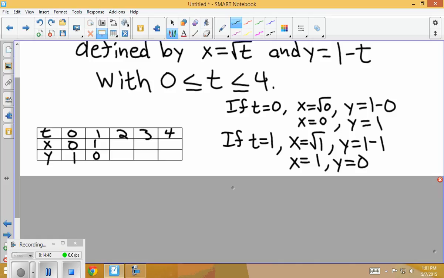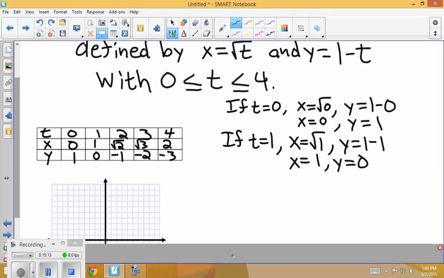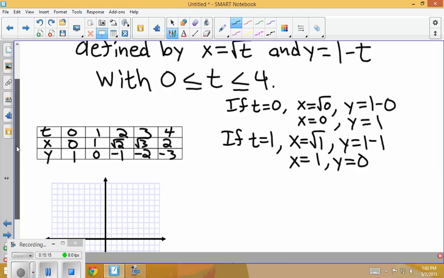So for instance, if t is 2, then x is the square root of 2, and y is equal to negative 1. If t is 3, then x is the square root of 3, and y is equal to negative 2. If t is 4, then x is the square root of 4, which is 2, and y is equal to negative 3. Once we get our table filled out, we can plot the points on the Cartesian coordinate plane.